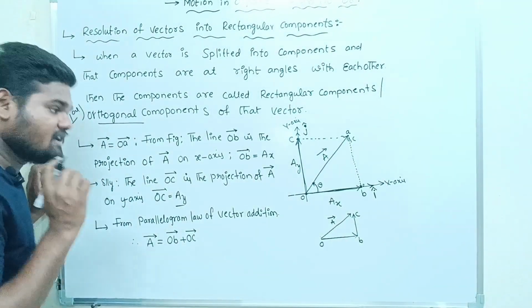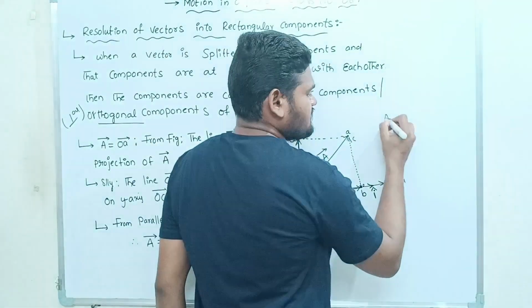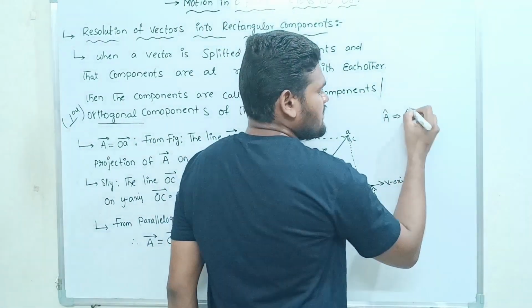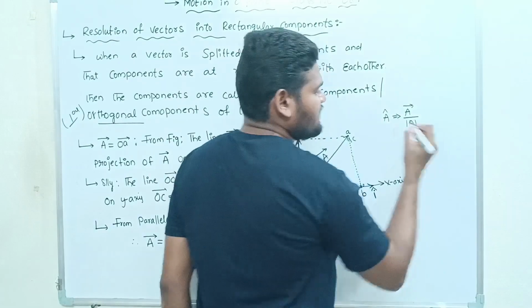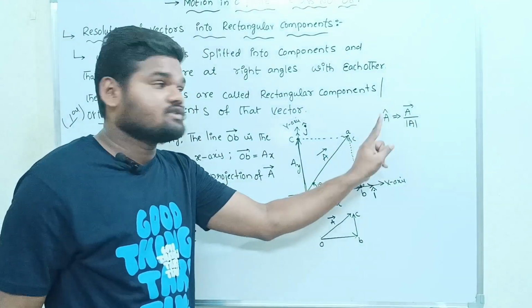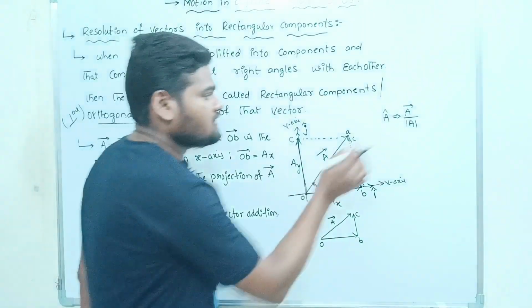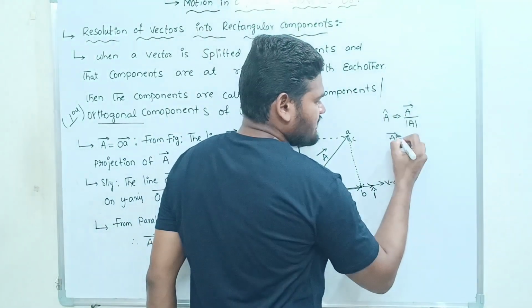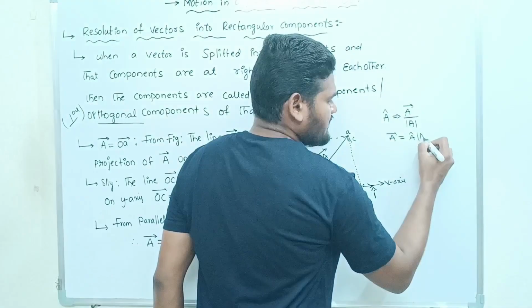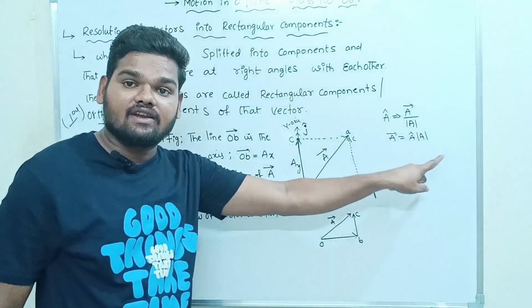Is it clear? Right. So what is the meaning of unit vector? Unit vector is nothing but the A bar vector divided by the magnitude of A. Unit vector is equal to A bar vector by magnitude of A. Now have a look. I'm just writing A bar vector is equal to A cap into magnitude of A.